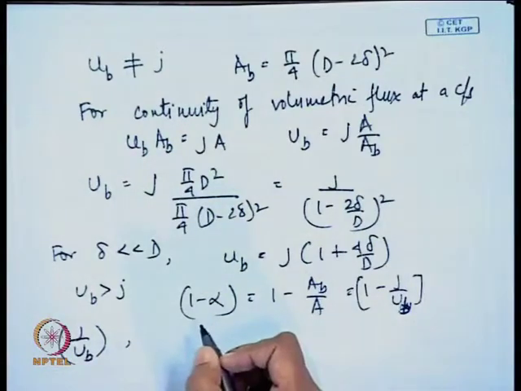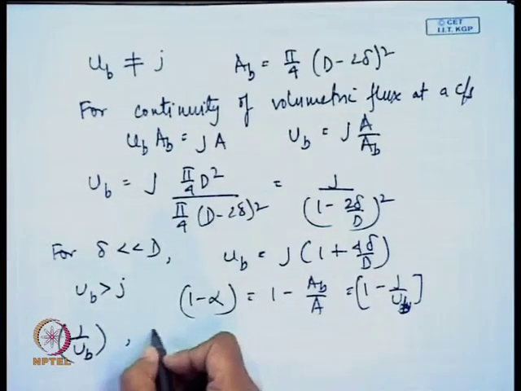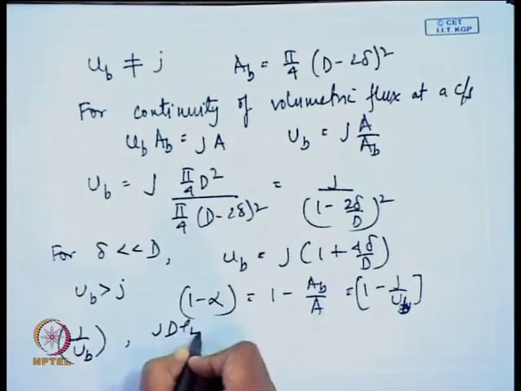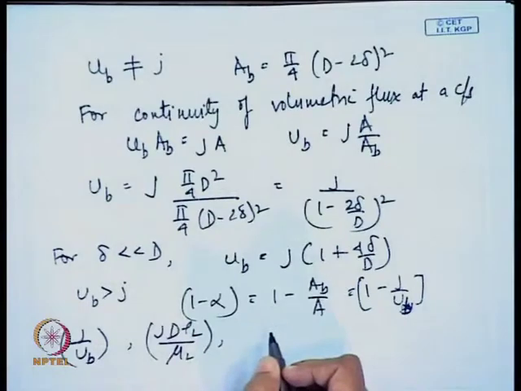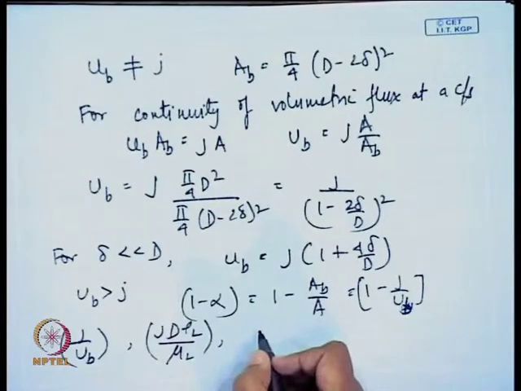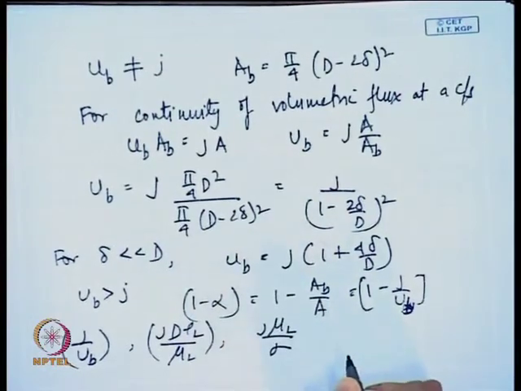Definitely a liquid slug Reynolds number is going to come here, which is J d rho L by mu L. This is going to be something very important here. Then viscous forces and surface tension forces have to be important. So, J mu L by sigma is another important term, viscous force by surface tension force.